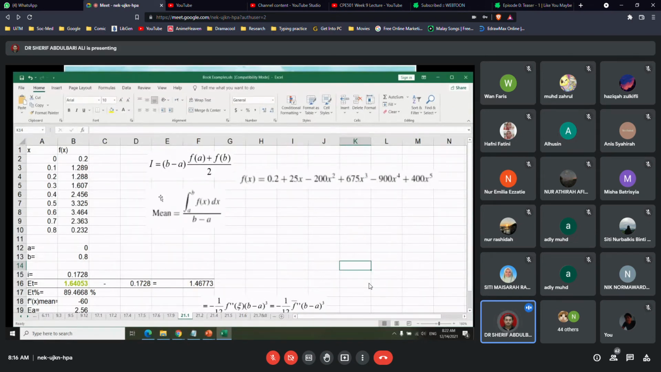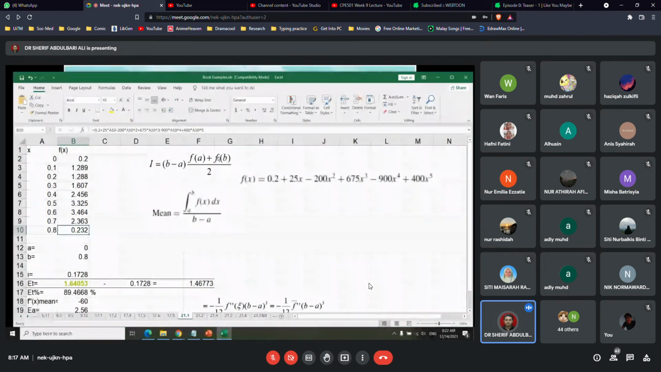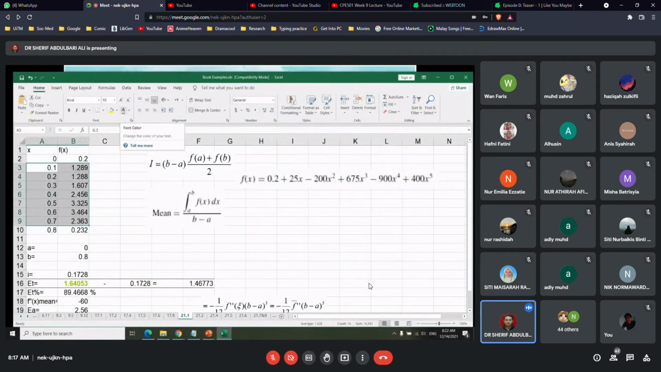This means it's a straight line. So what is the equation? The integral will be equal to b minus a, your limit, which is from 0 to 0.8. So it's going to be 0.8 minus 0, times the function of a. The function when x is equal to 0 is 0.2. So it's 0.2 plus the function of b, over 2. That means you are not going to do anything with all these other values here.